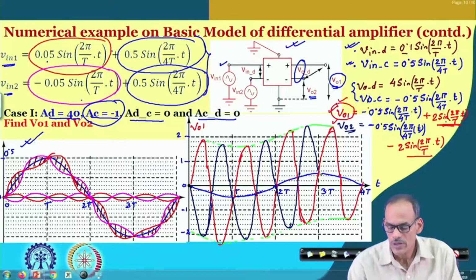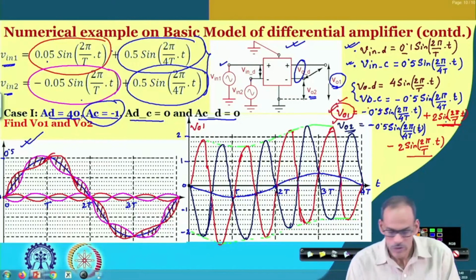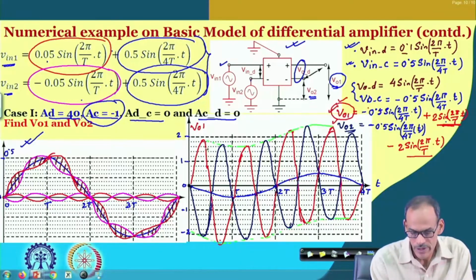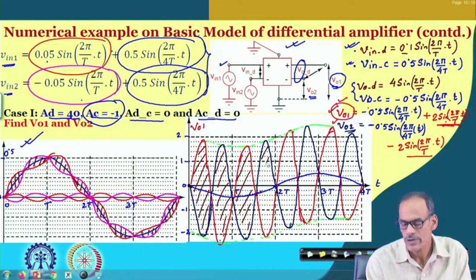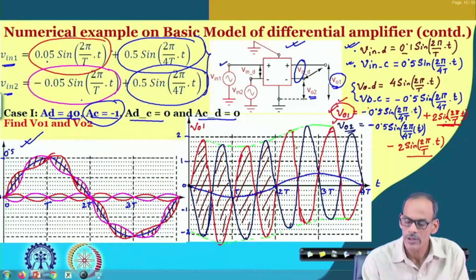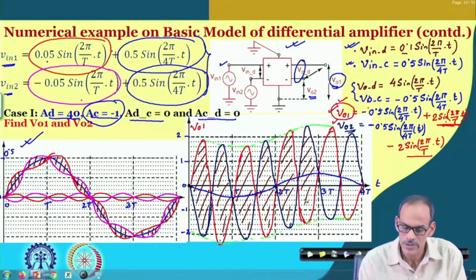So, you can see now you can compare the first case, namely case 0, and this case. What you can see here, here also we are getting nice amplified signal. So, if I say that differential signal, it is getting amplified, but of course, if I take the difference of these two, then only you can say that the signal got amplified.